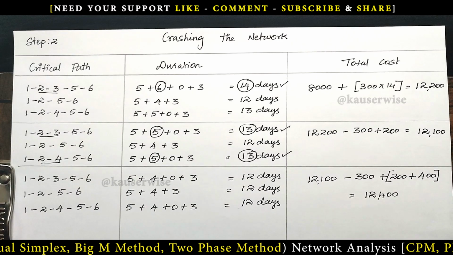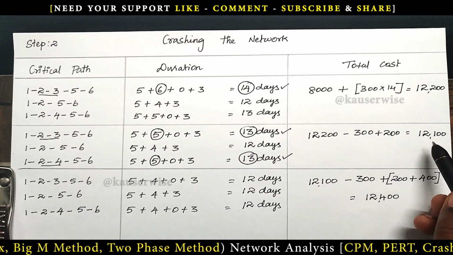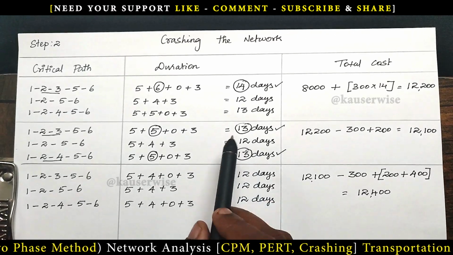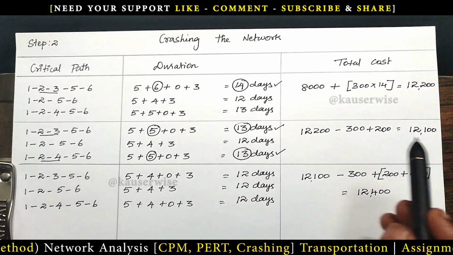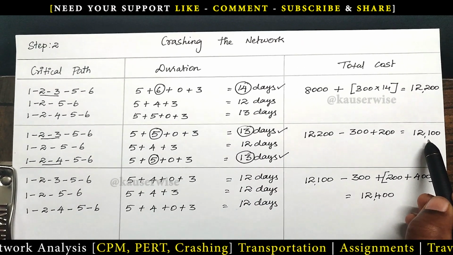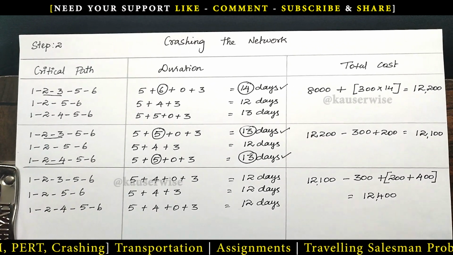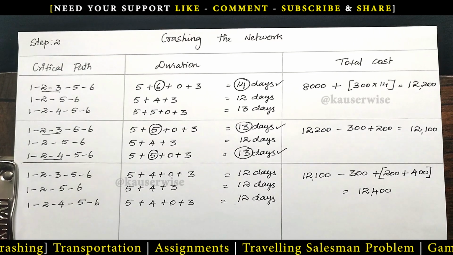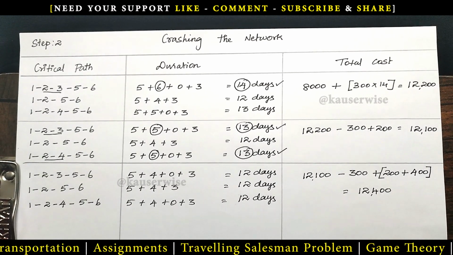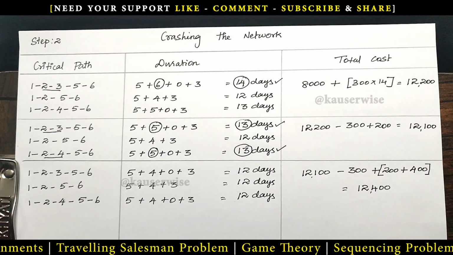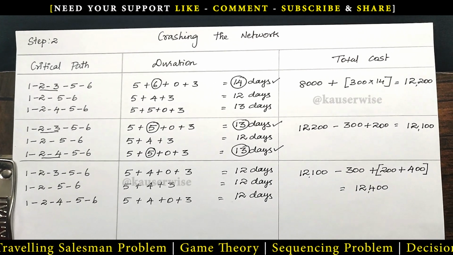Okay, here you can stop the procedure because we have reached optimum cost as well as optimum duration. So optimum duration is 13 days and optimum cost is 12,100. Because it starts increasing. If I move further, again it is going to increase the cost. For your understanding, let me show the further calculation in order to check if there are any changes.